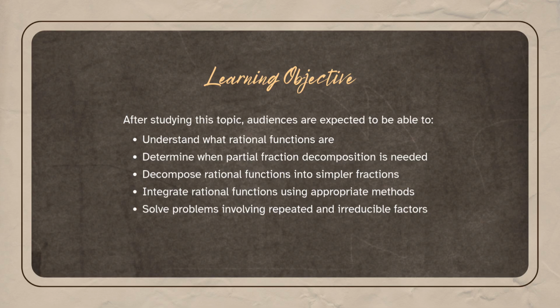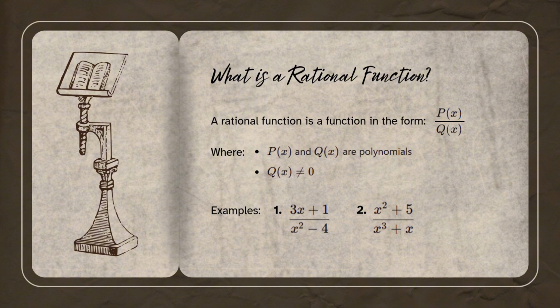So, what is a rational function? A rational function is a function in the form of p(x) over q(x), where p(x) and q(x) are polynomials, and q(x) is not equal to 0. And I also attached the examples. As you can see, number 1 and number 2 here are the examples.